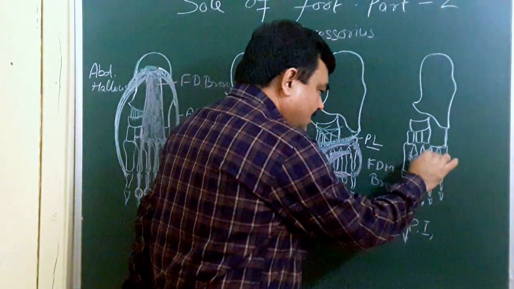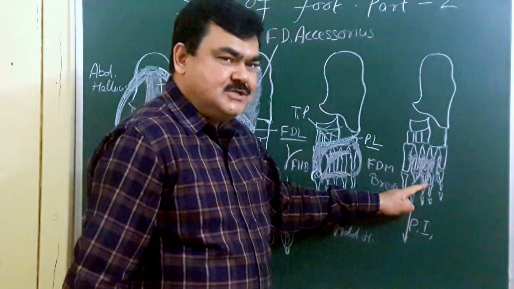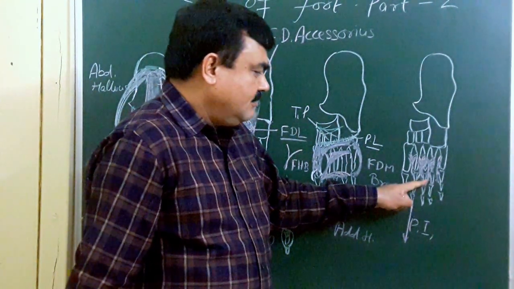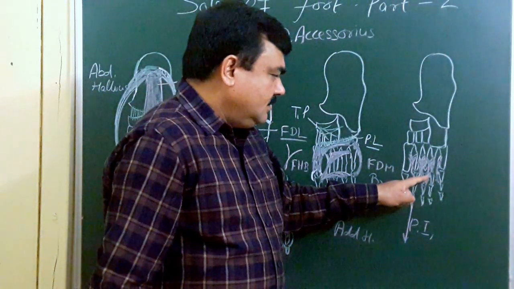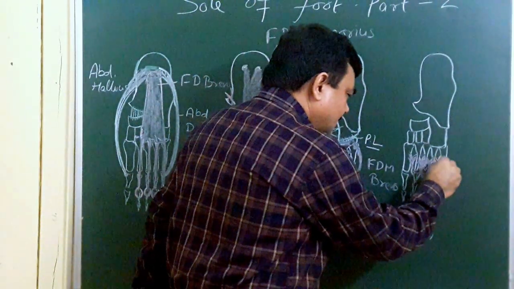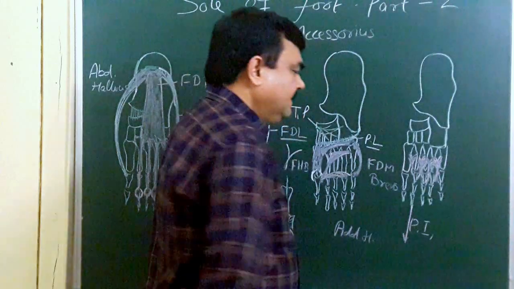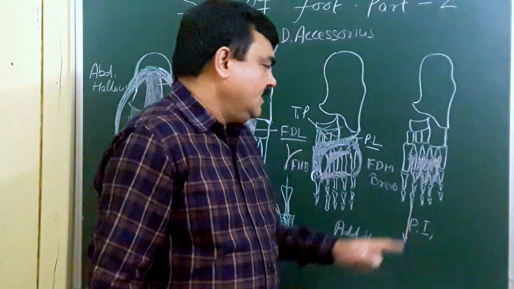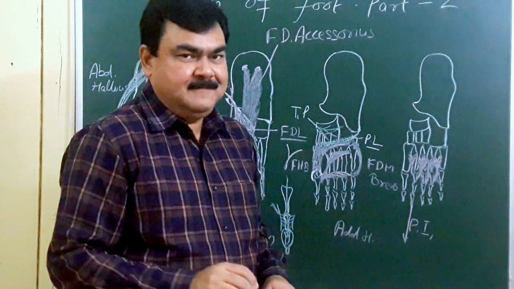Here is the third dorsal interossei, which is inserted on the lateral side of the base of the proximal phalanx of the third toe. Here is the fourth dorsal interossei. It is inserted on the base of the proximal phalanx of the fourth toe. So the action of these muscles, the dorsal interossei, is abduction.